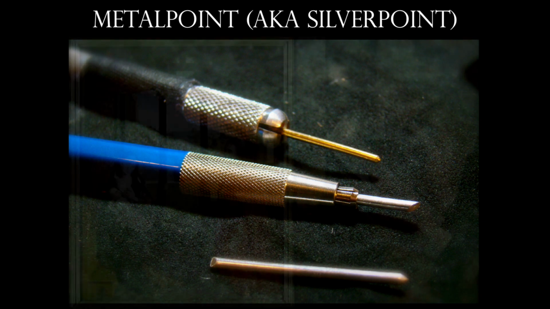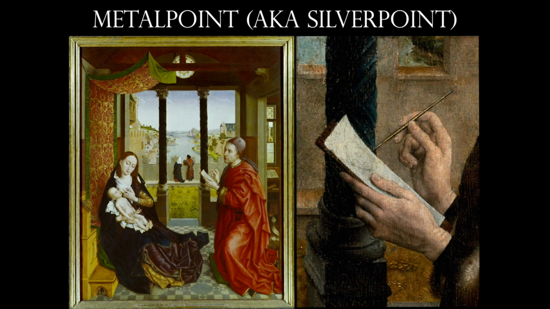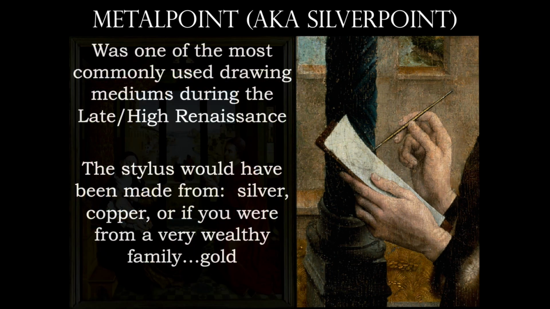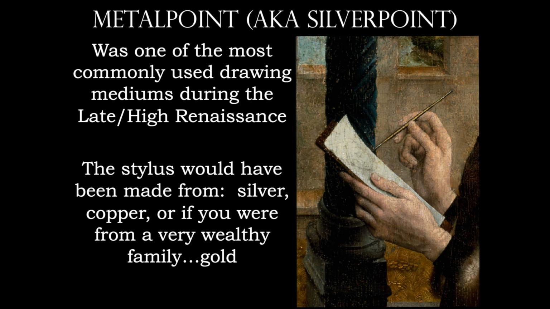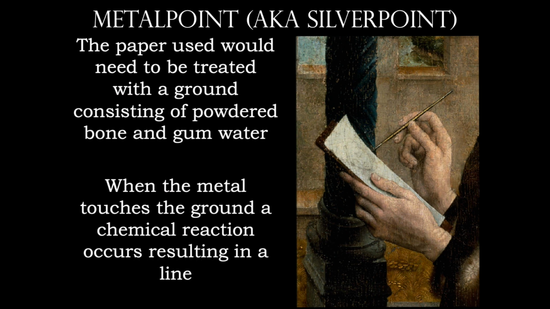And so you see here St. Luke drawing the Virgin and Child using metal point. And I already told you about the different types of metal that would be used in the time period. But I need to also tell you that the paper that the metal is going to come into contact with has to be treated with a ground. Now, the ground would normally be consistent of powdered bone and gum water.